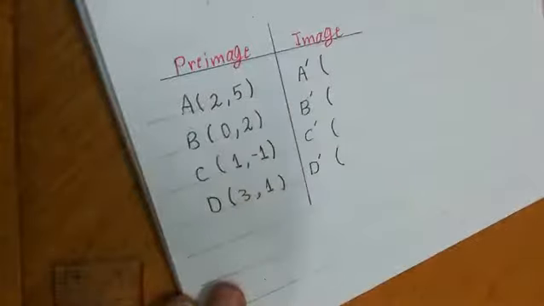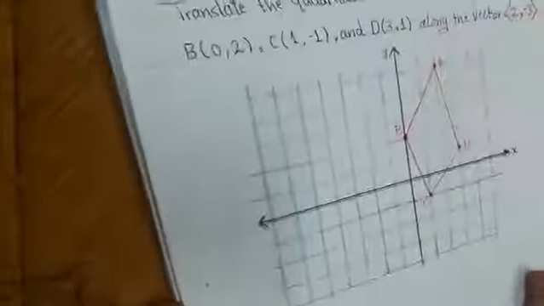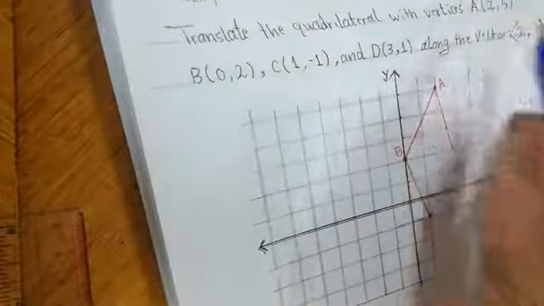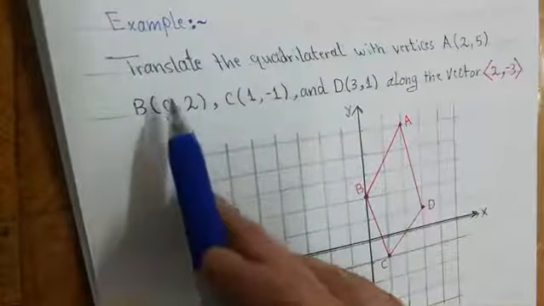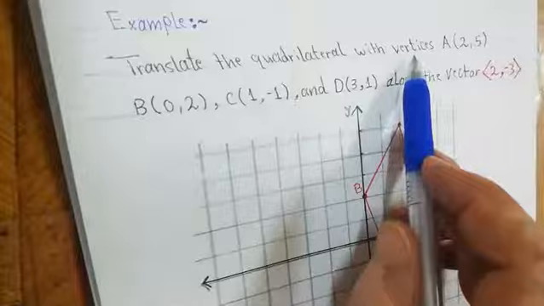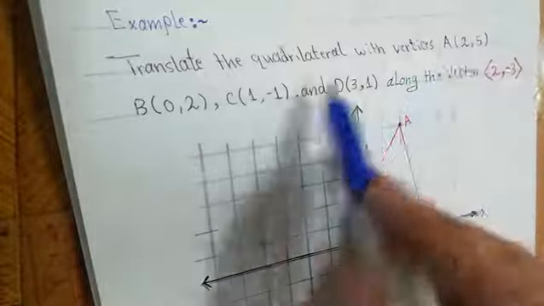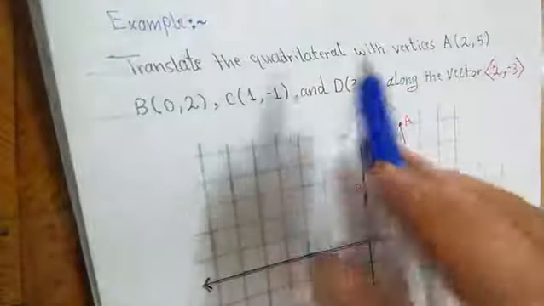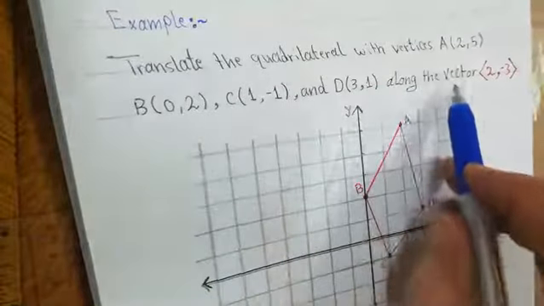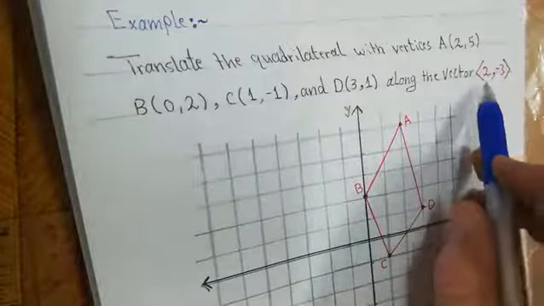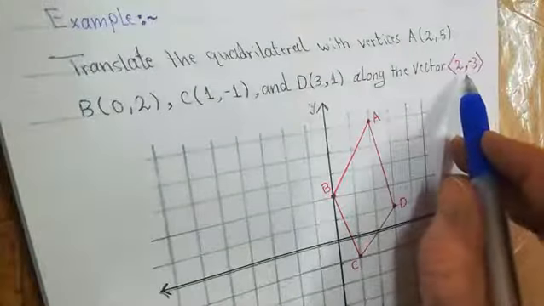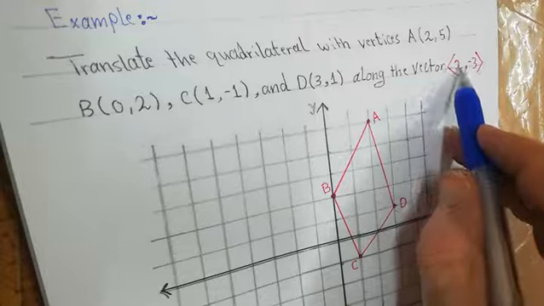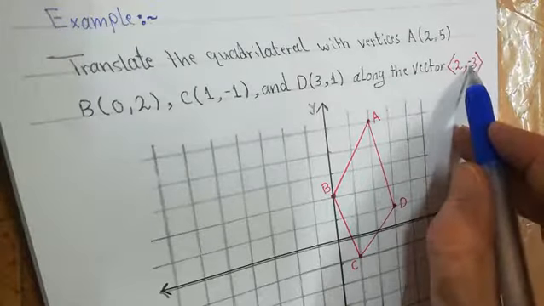Okay, now we will talk about how to draw translations in the coordinate plane. Look at this example. Translate the quadrilateral with vertices A, B, C, D. These are the vertices for this quadrilateral. Along the vector, this is the vector, and its coordinates are given. This is the x coordinate and the y coordinate.